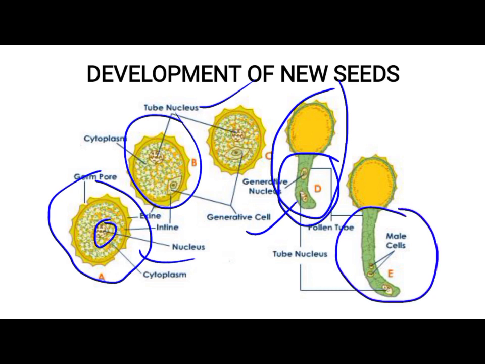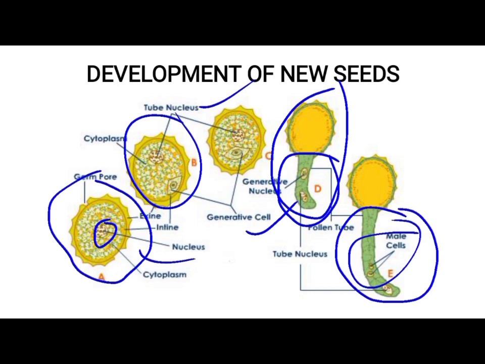Okay, so the generative nucleus eventually gives rise to the male gamete. The generative nucleus divides into two nuclei, and those male nuclei become the male gametes. So as the male gamete is being formed, you can see that here.